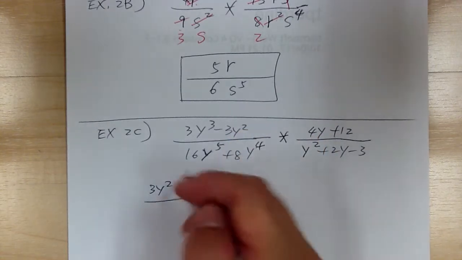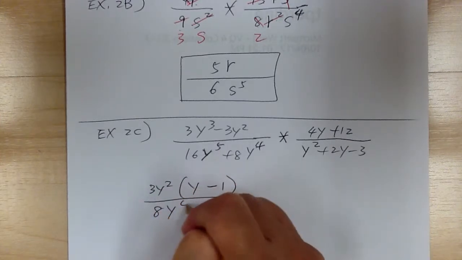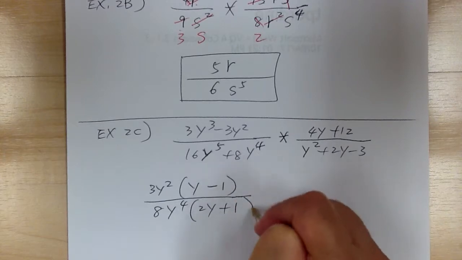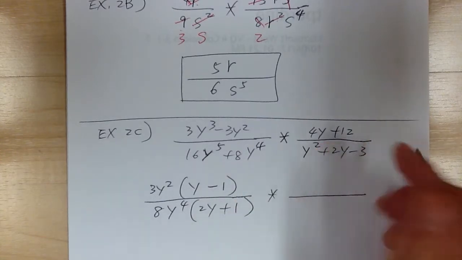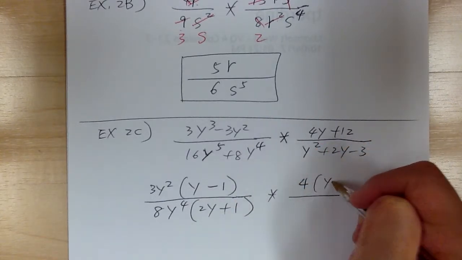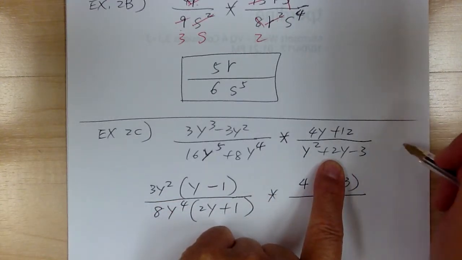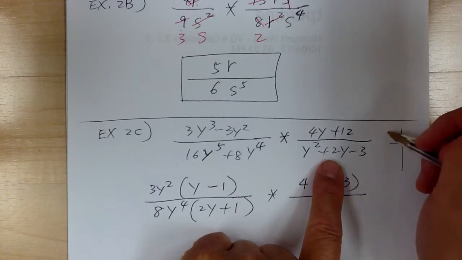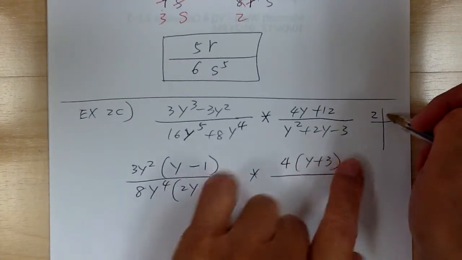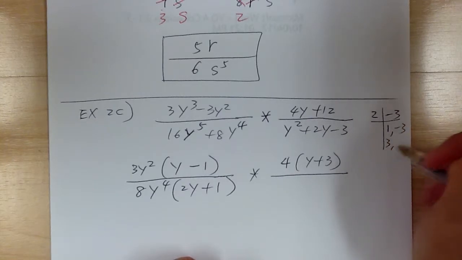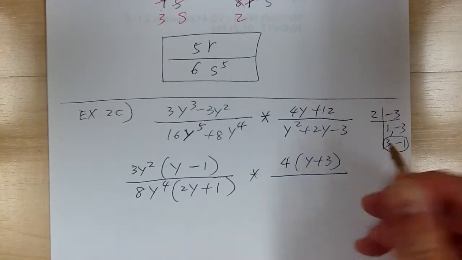On the bottom, I'm going to factor out the 8y to the 4. So I get 2y plus 1. Okay, on the top, I'm going to factor out the 4, so I get y plus 3. On the bottom, this is going to be step 4, that master product. So your master product would be 2 and negative 3. So it would be 1 comma negative 3, 3 comma negative 1, and that's the one, right?